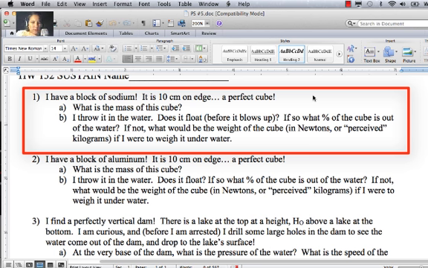Okay, we're working on this one. Number one here, we have a block of sodium. It gives us the dimensions, 10 centimeters on the edge, a perfect cube. What's the mass of the cube? And then I throw it in the water. Does it float before it blows up?